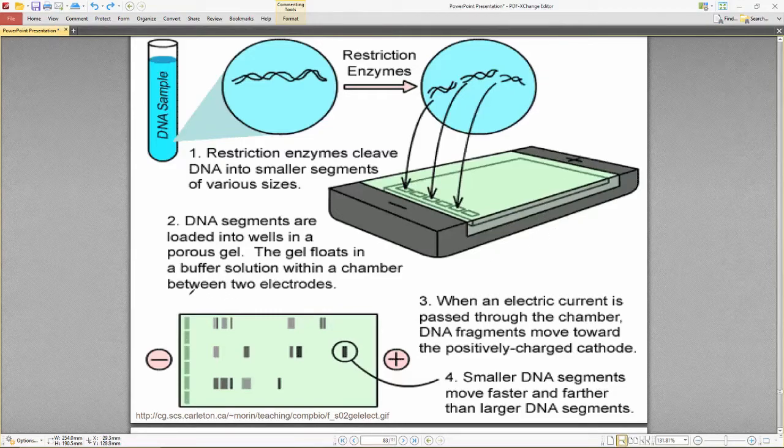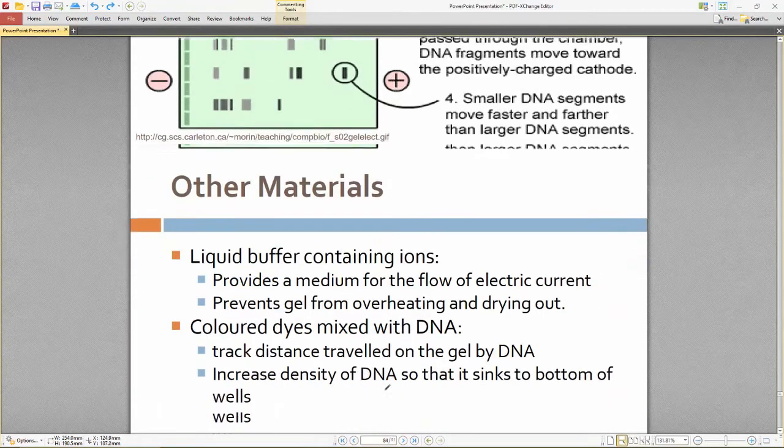The gel will float in a buffer solution within a chamber between two electrodes. When an electric current is passed through the chamber, DNA fragments will move towards the positively charged electrode. And as we learned on the previous slide, smaller DNA segments will move faster and further than larger DNA segments.